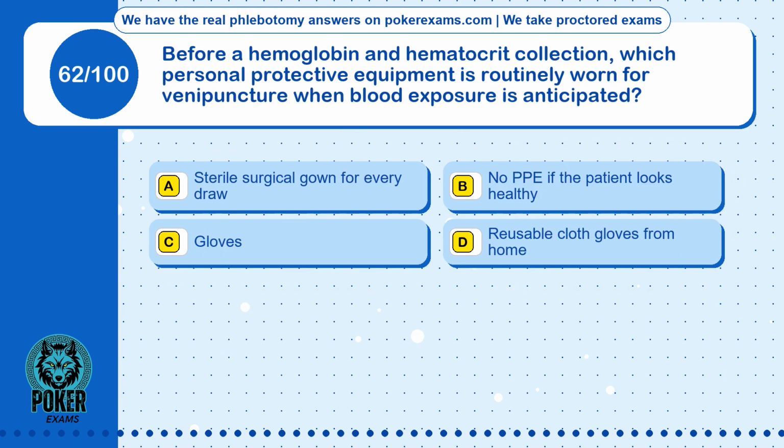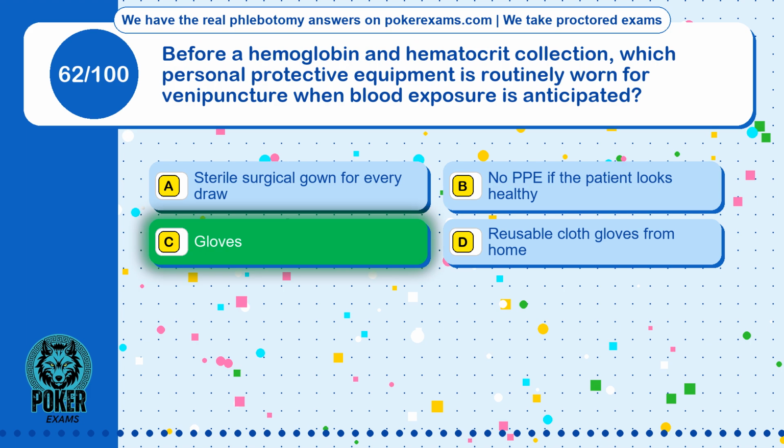Question 62. Before a hemoglobin and hematocrit collection, which personal protective equipment is routinely worn for venipuncture when blood exposure is anticipated? Option A, sterile surgical gown for every draw. Option B, no PPE if the patient looks healthy. Option C, gloves. Option D, reusable cloth gloves from home.